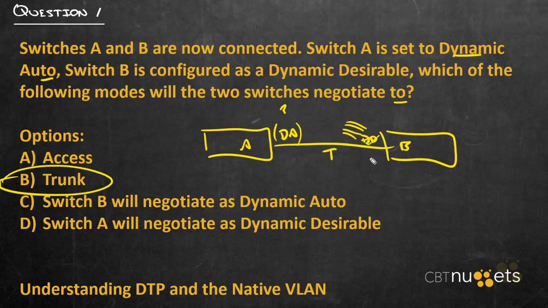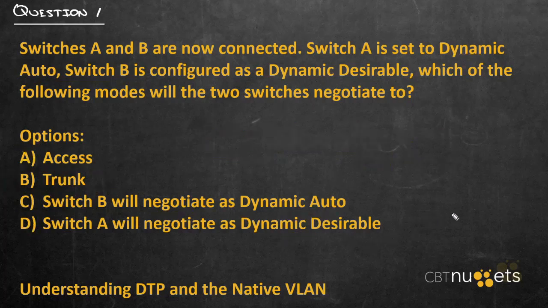If this side was dynamic auto as well, it would end up being an access port, because both sides would be passive. These two are not even options. You don't negotiate these two. Those are configuration commands that you would type in to choose one over the other. So the answer is B.